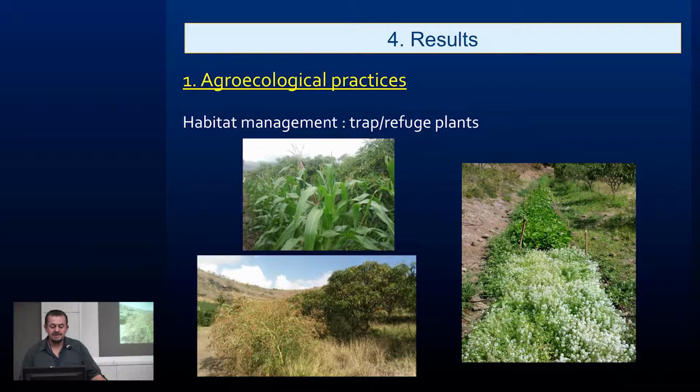We have also implemented habitat management via trap and refuge plants such as, for example, a trap for pests, such as maize, on the top left, for fruit flies. And for example, on the bottom left, you have a refuge plant, which is pigeon pea, which is quite attractive for beneficials, mostly for syrphids.